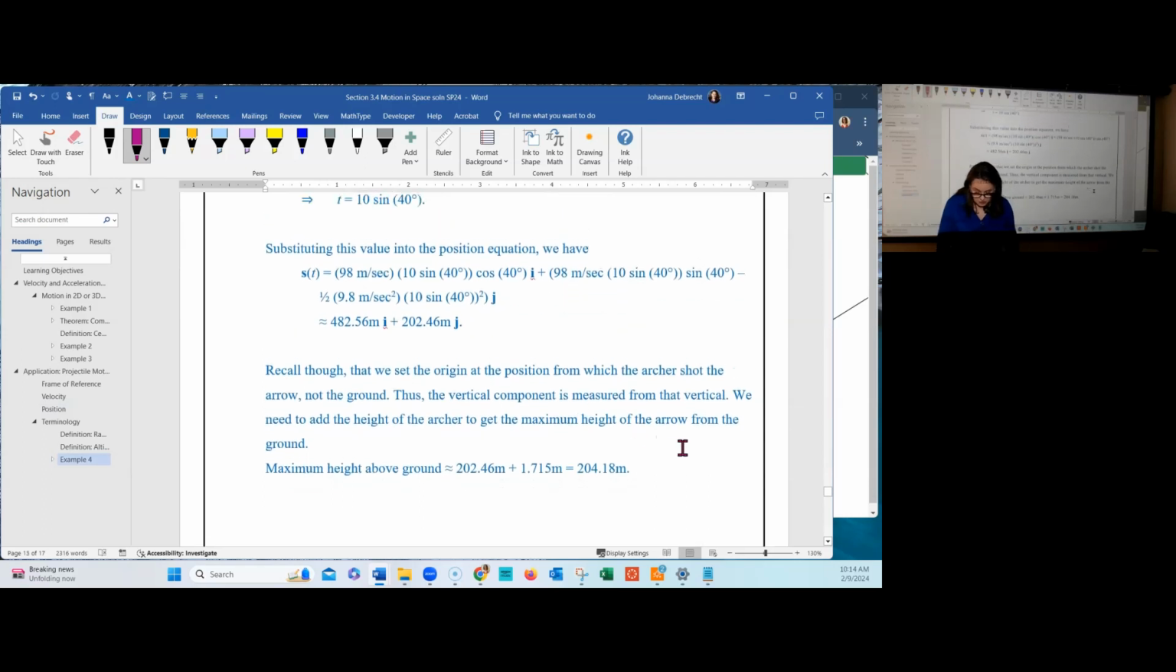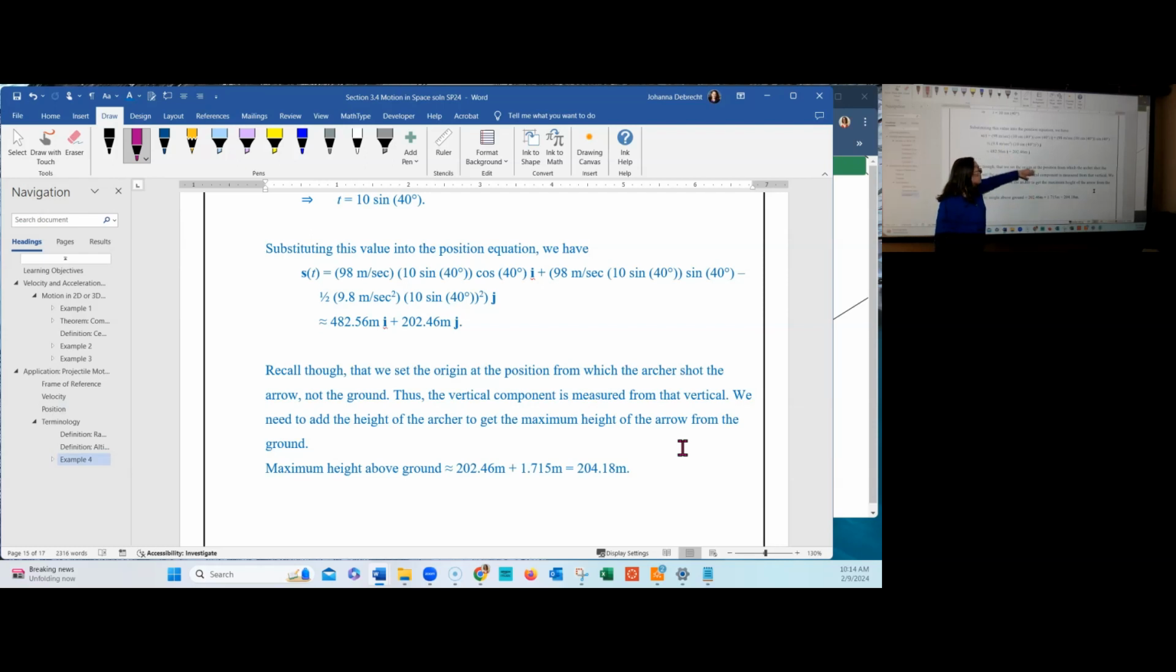That gives me a total of 204.18 meters in the j hat direction. Yes, I've also got a component in the i hat, but I'm interested in height above the ground, which is just the j hat component. All right, so just the y direction.